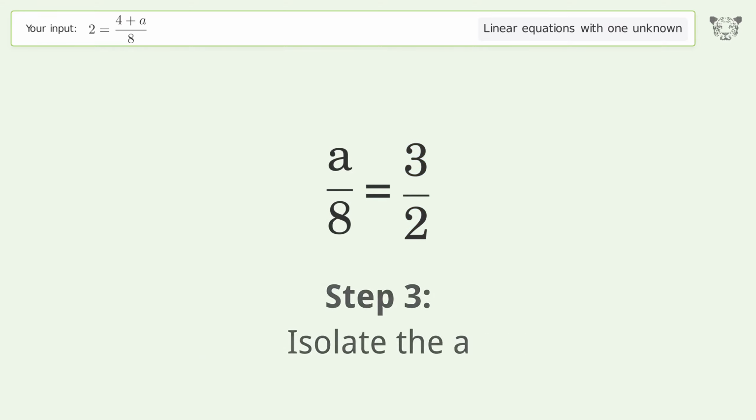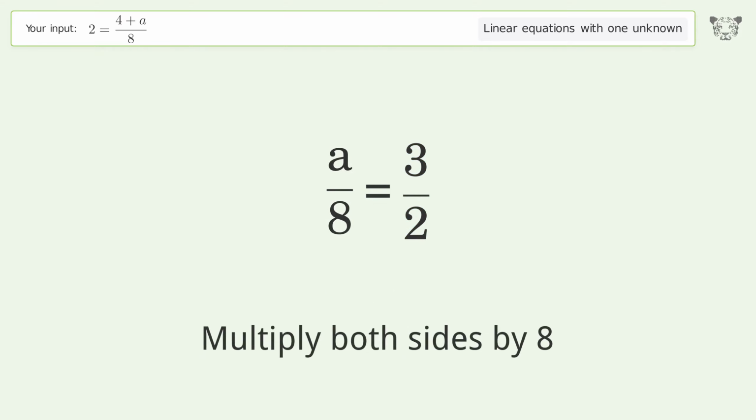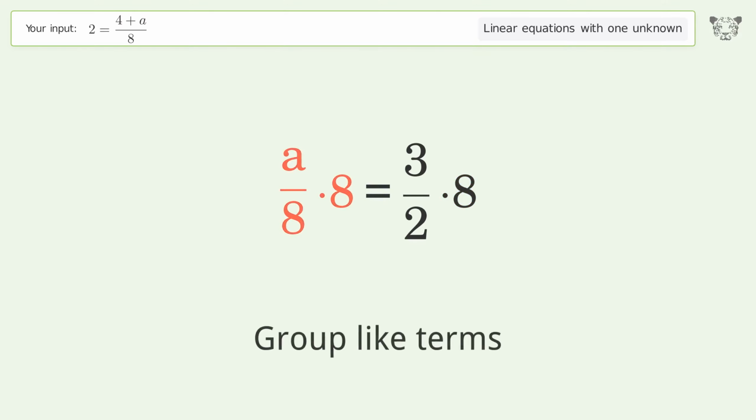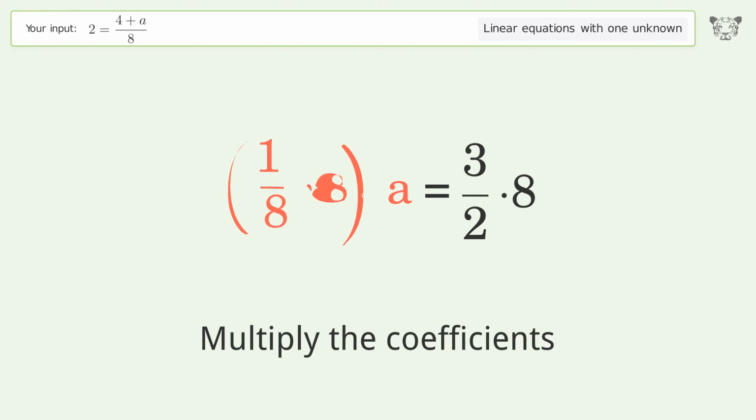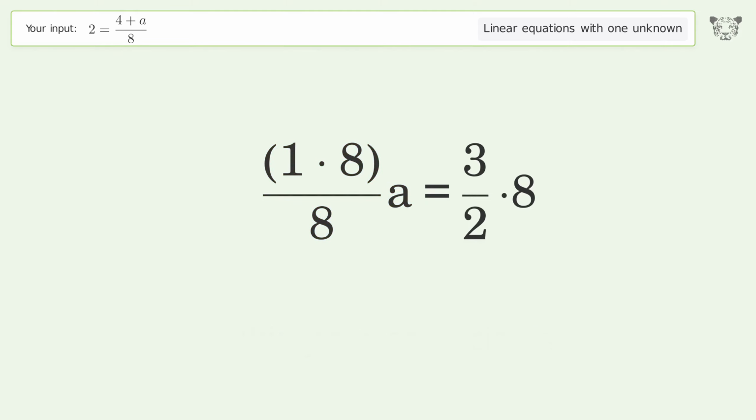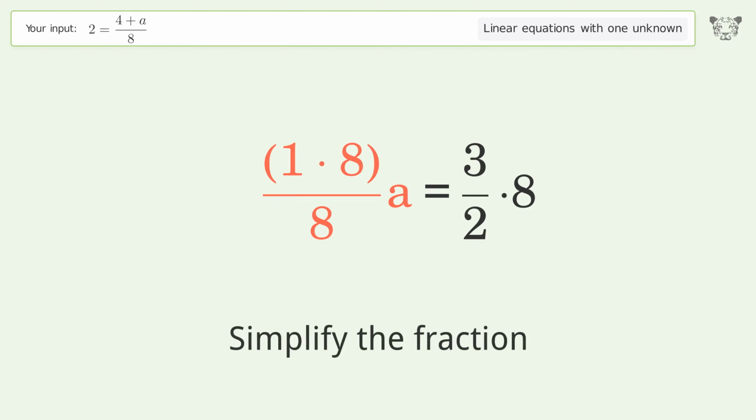Isolate the a. Multiply both sides by 8. Group like terms. Multiply the coefficients. Simplify the fraction.